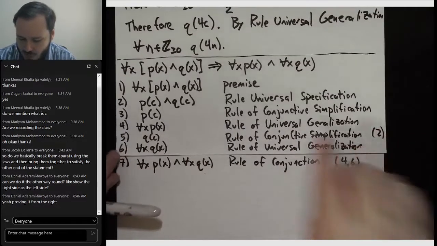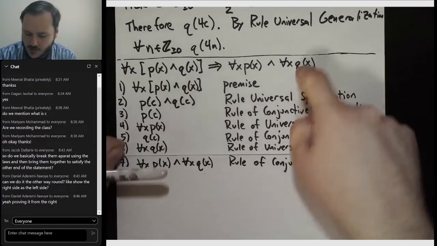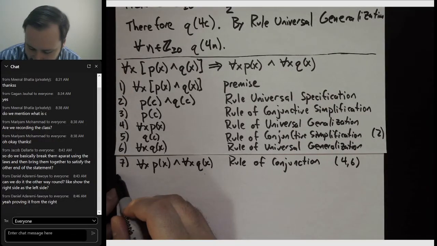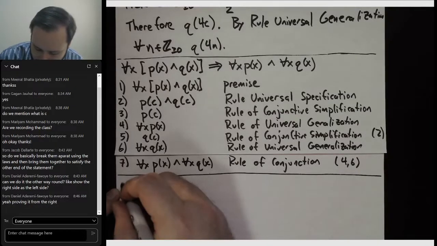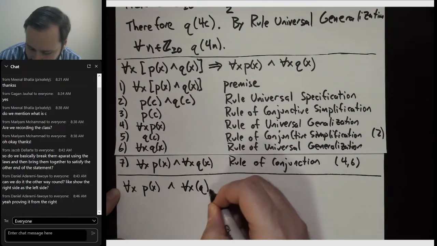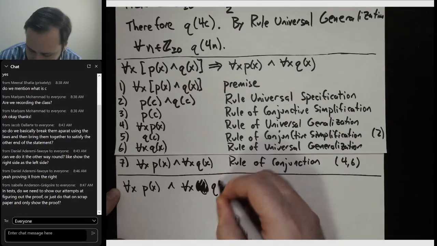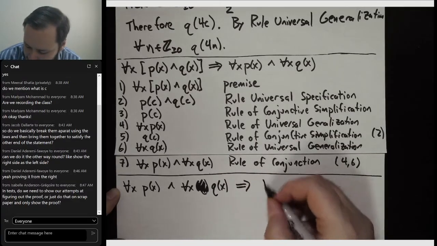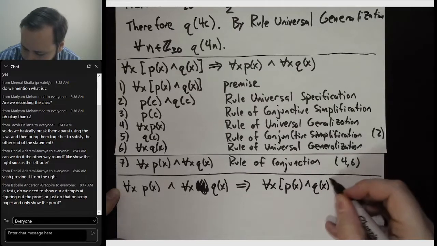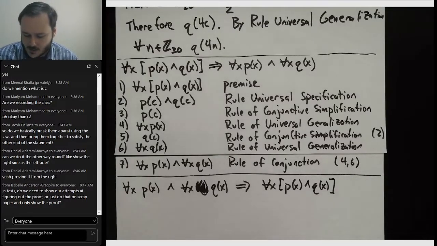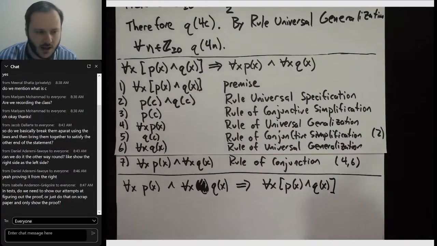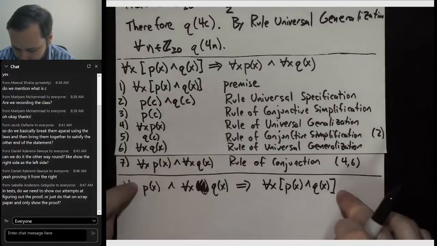Okay, so this is a statement, right? I'm claiming that this implies this thing. This is a separate statement: for all x, p of x, and for all x, q of x, logically implies for all x, p of x and q of x. Okay. We can try and prove the statement too. In fact, let's do it because that's a good example.